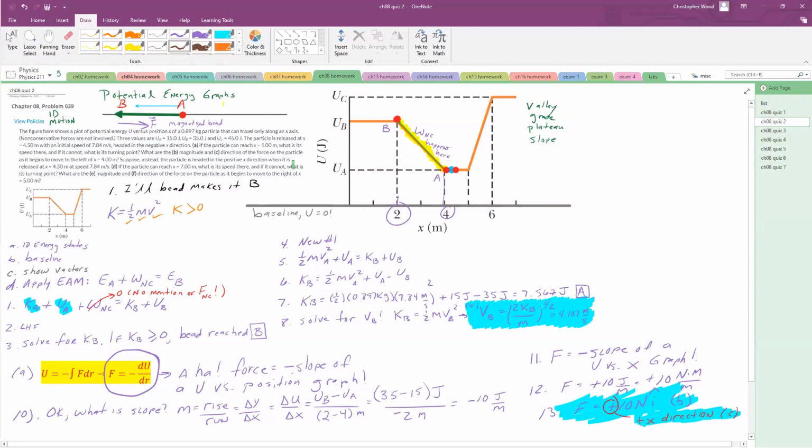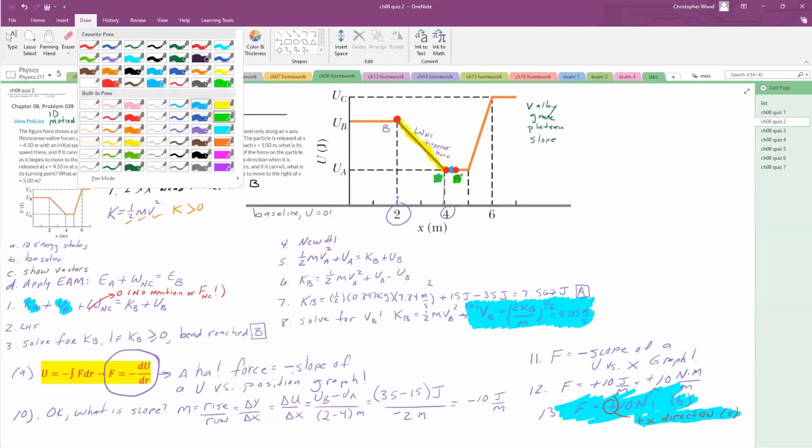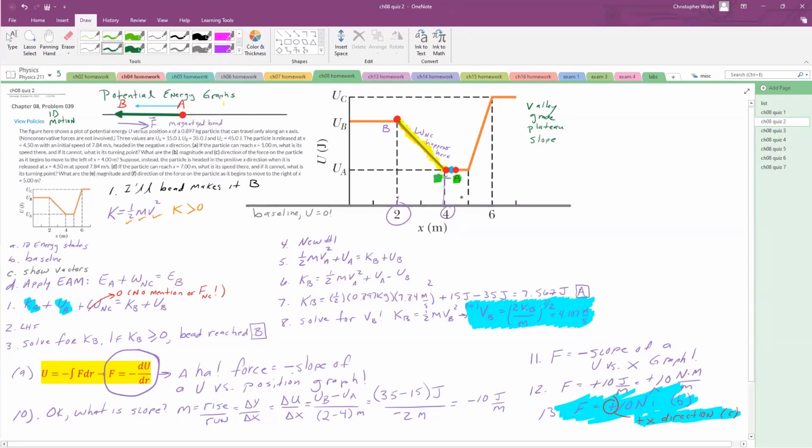And the answer is yes, those are equivalent, because during the path from the first A to the second A, there's no change in kinetic energy. As I'm going from the right side A to the left side A, there's no change in kinetic energy, and there's no change in potential energy. So I should say it does equal 0.